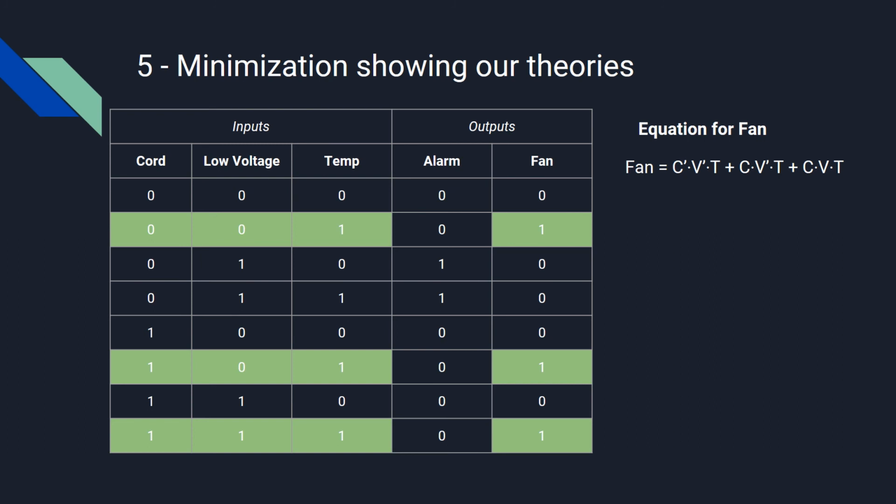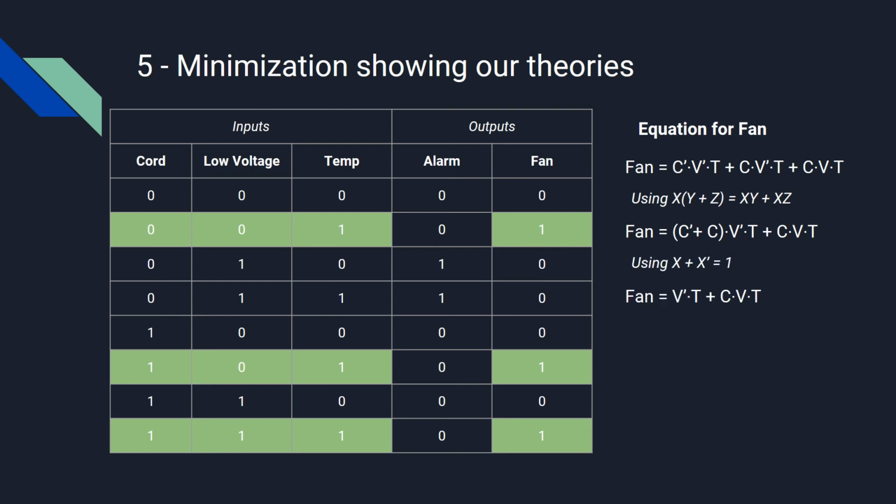So using the sum of products formula again, we can show the theorems and laws and how they apply for this case. Using the distributive properties, we can find the similarities in this equation to pull out similar terms in our Boolean expression. Now, applying the complementary law, we get fan equals not V, T, or C, V, T. Finally, we finish with the simplification theorem, where we find the fan equals C or not V, and T.